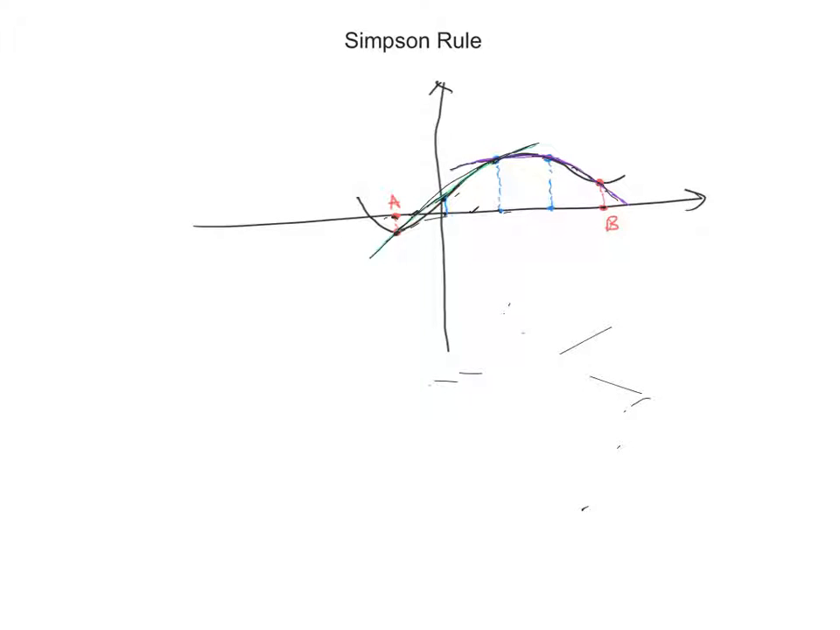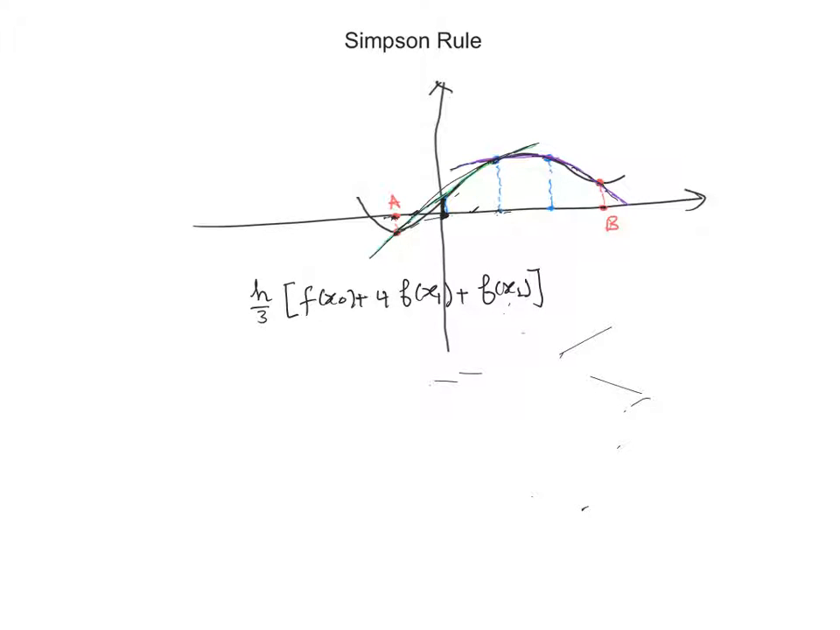Now, because the middle point is the midpoint on the x-axis of these 2 points, it can be easily shown that the area, the integral, or the algebraic sum of the areas bounded by the parabola generated and the x-axis, is actually given by h over 3 times the function value at the first point plus 4 times the function value at the middle point plus the function value at the third point.